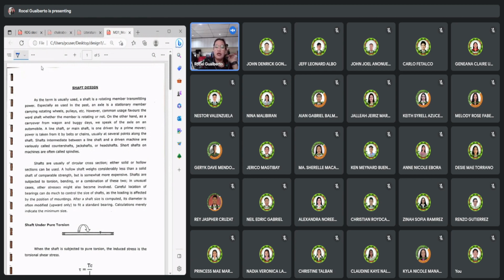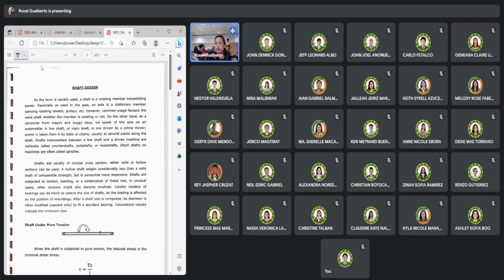Okay, so when we say shaft, it's a rotating member which is transmitting power. So this could be of different types. We have what we call the main shaft, which is of course driven by a prime mover. Meron din naman tayong tinatawag na line shaft or the secondary shaft. So, parang way lang siya from prime mover to the other member. And then the last one, we have what we call spindles. Ito naman yung maliliit, which are usually common sa mga toys natin.